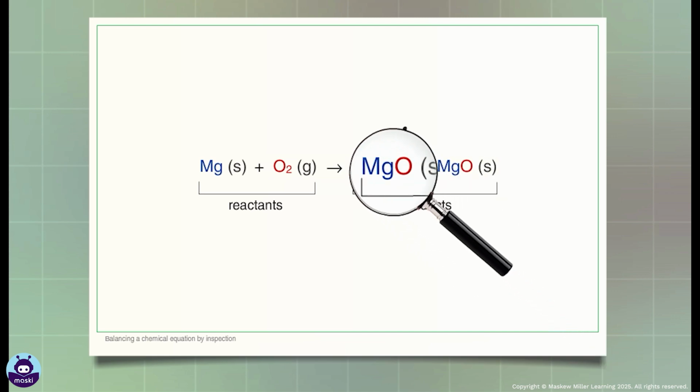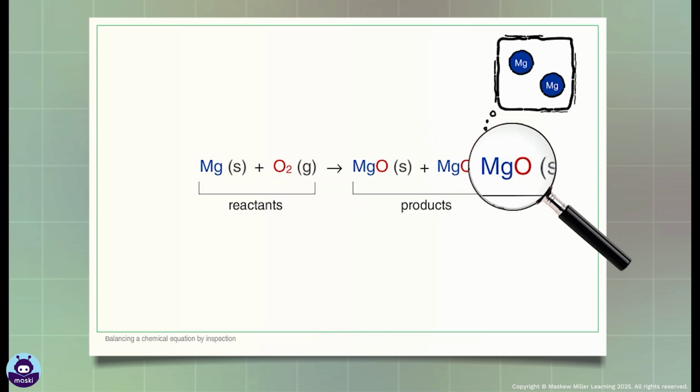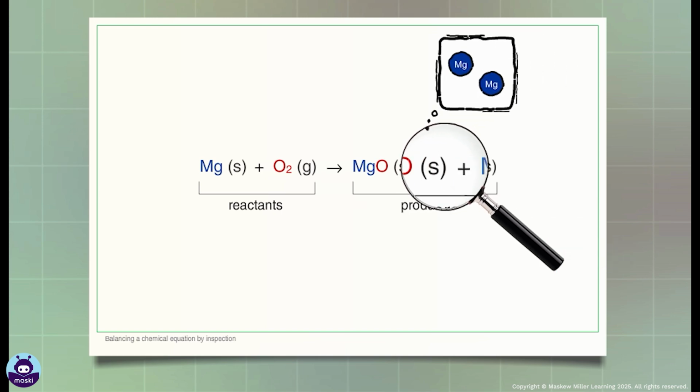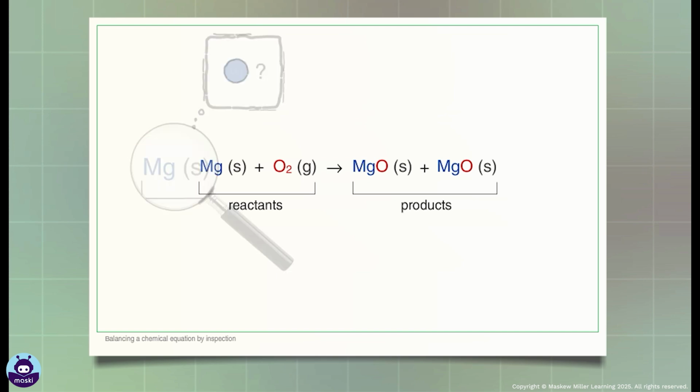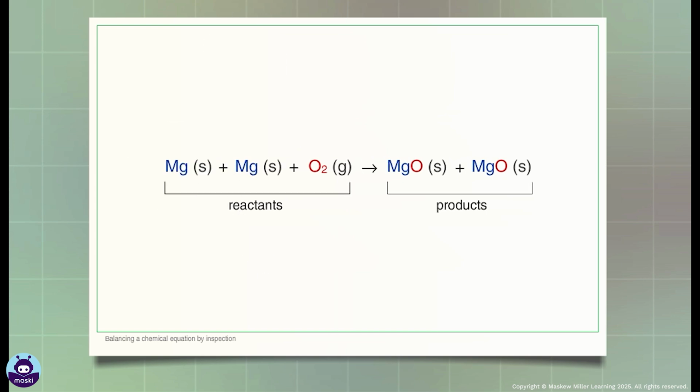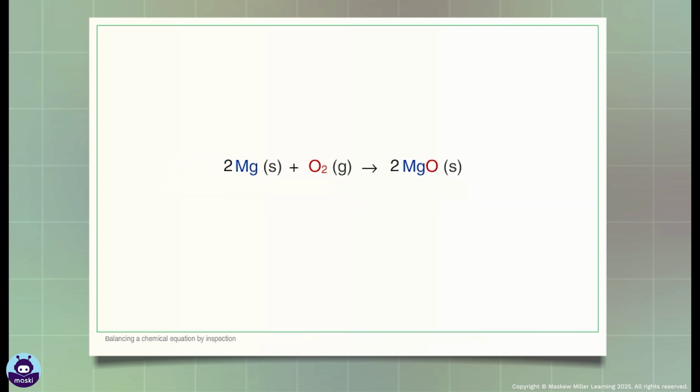This equation is still not balanced because we now have two magnesium atoms on the product side but only one Mg atom on the reactant side of the equation. So, we add one Mg atom to the left and get Mg solid plus Mg solid plus O2 gas giving MgO solid plus MgO solid. Now the number of atoms on both sides of the equation are equal for each element. The equation can be written as 2Mg solid plus O2 gas giving 2MgO solid.